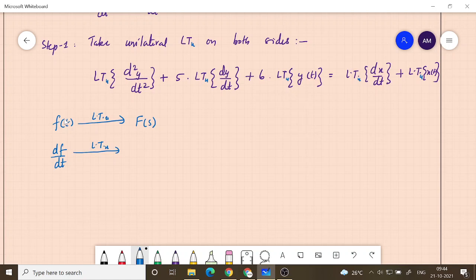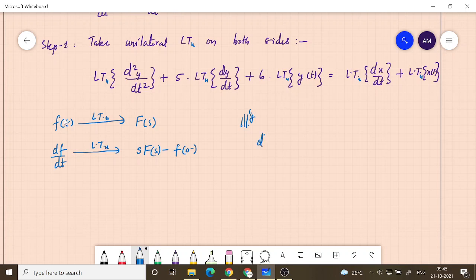So if you are taking the unilateral Laplace transform, and f of t has a Laplace transform F of s, what is the Laplace transform of df by dt? If you remember, we used the definition of the Laplace transform, and then after that we did integration by parts, and found the result. The result we got was s into F of s minus f of 0 minus.